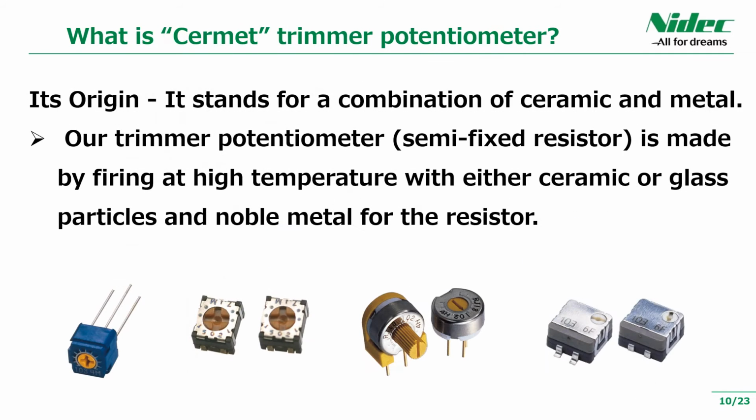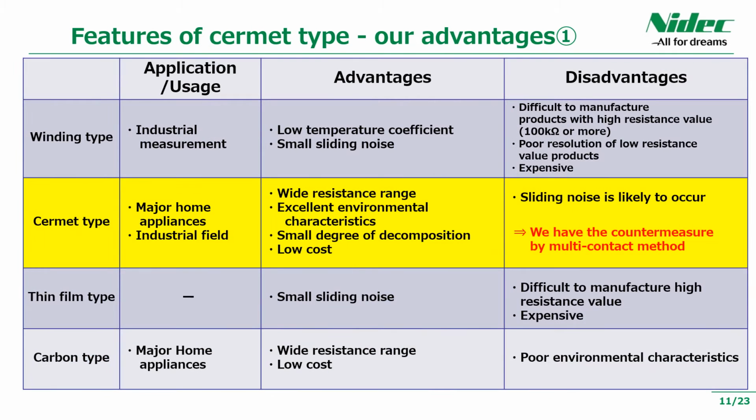Our trimmer potentiometer is called cermet type because it is made by firing at high temperature with either ceramic or glass particles and noble metal for the resistor. Cermet type can provide high quality and high reliability with a sealed structure, and we have a plentiful lineup from single-turn type to multi-turn type. Cermet is ultra-compact and thin as well as surface-mounting type, so that it can meet the needs of space saving. This slide shows a comparison table of the cermet type trimmer potentiometer and other resistance elements.